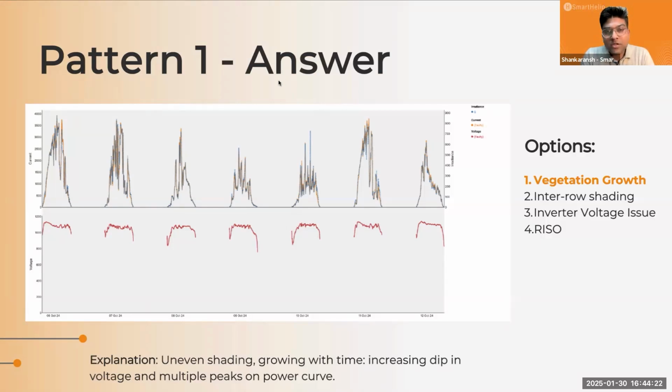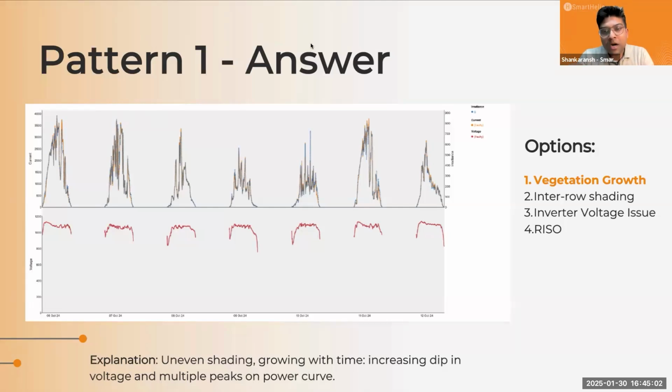A lot of factors go behind this. All four are possible reasons, and that's where patterns play a very big role. Here, there is a drop in voltage in the morning, which is pretty consistent. It can happen because of a reason that occurs every morning. I was actually expecting inter-row shading as the highest vote, because in the morning there's some shade on the modules which is instigating the bypass diodes and dropping the voltage.